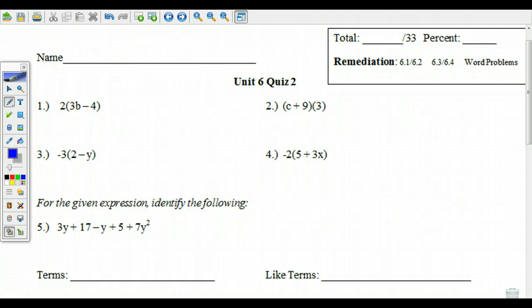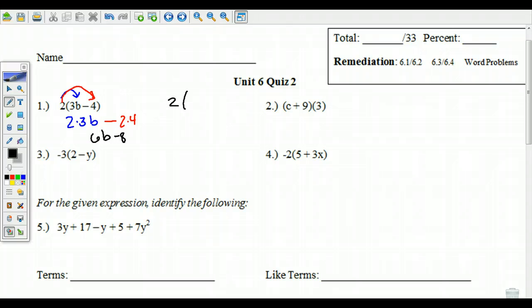So first question here are about distributive property. Just for the distributive property, you're taking what's outside and distributing or multiplying it by what's inside. So if we do one at a time here, we have 2 times 3b, bring down that minus sign, and then we have 2 times 4. So when we simplify this, we get 6b minus 8.